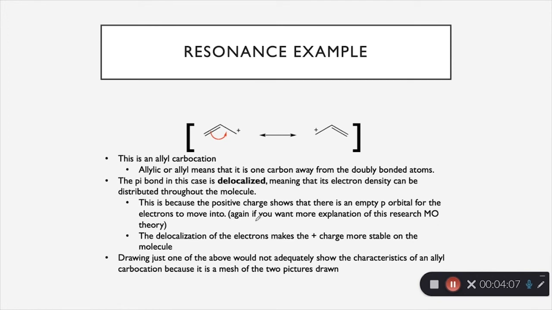If I were to just draw this one, you're not accurately showing that the electrons are moving throughout it. So we have to draw both of them and put these brackets around it and the arrow between to show that the actual molecule is a mesh between the two.